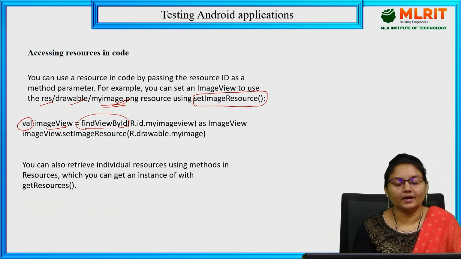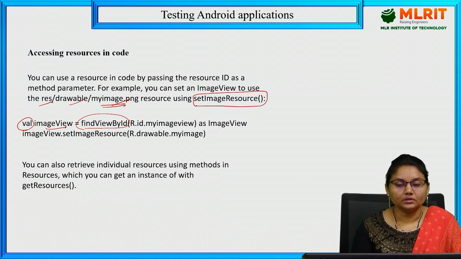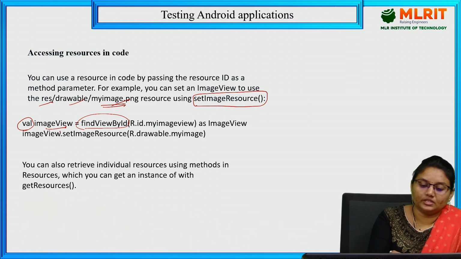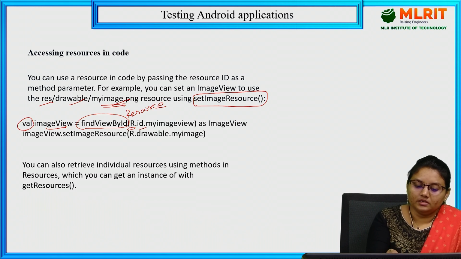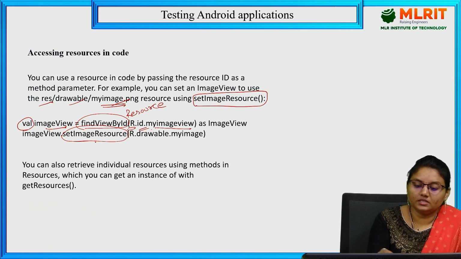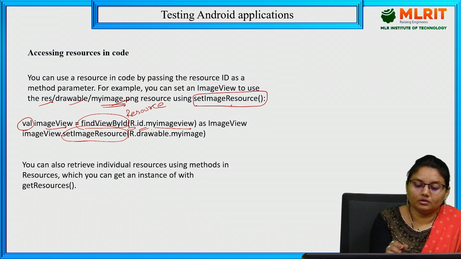findViewById is a method that finds views by using their ID. Which ID? The image ID. What are you passing? R. What is R? Resource. R.id.myImageView as ImageView. imageView.setImageResource. Set image resource means what? This is a method we are using to set your image path. What is that? R.drawable.myImage.